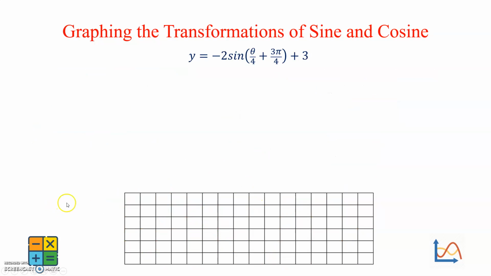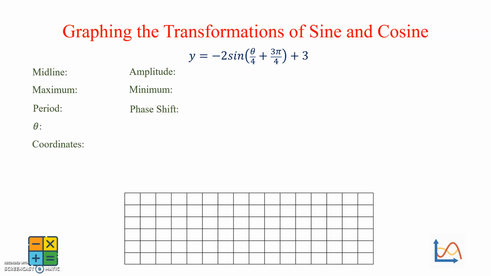Now we got y equals -2 sine (theta over 4 plus 3 pi over 4) plus 3. So let's start with the midline. Midline y equals 3. Let's graph it. There's my 3. My amplitude is 2, which means my maximum is 5. There's our maximum plotted. Our minimum is going to be 1.